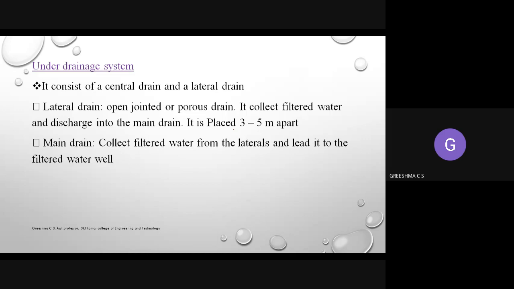It consists of a central drain and lateral drains. The lateral drain is an open jointed or porous drain. It collects the filtered water and discharges into the main drain. It is placed 3 to 5 meter apart. The main drain collects the filtered water from the laterals and leads it to the filtered water well. You can see this in the figure.